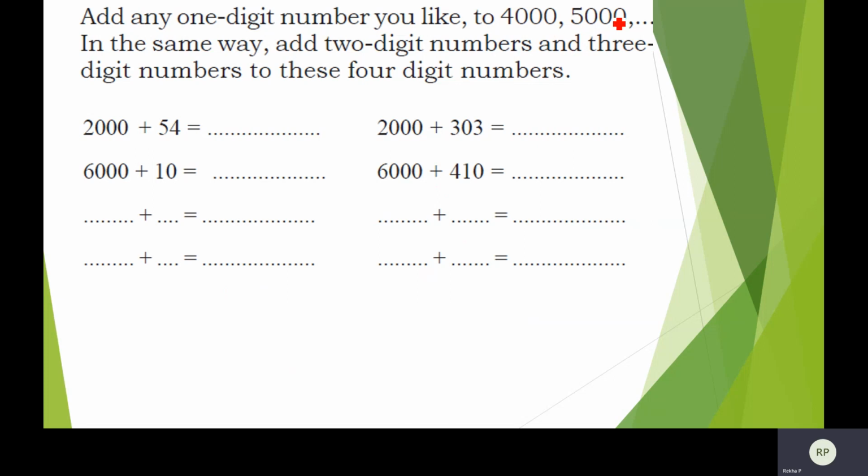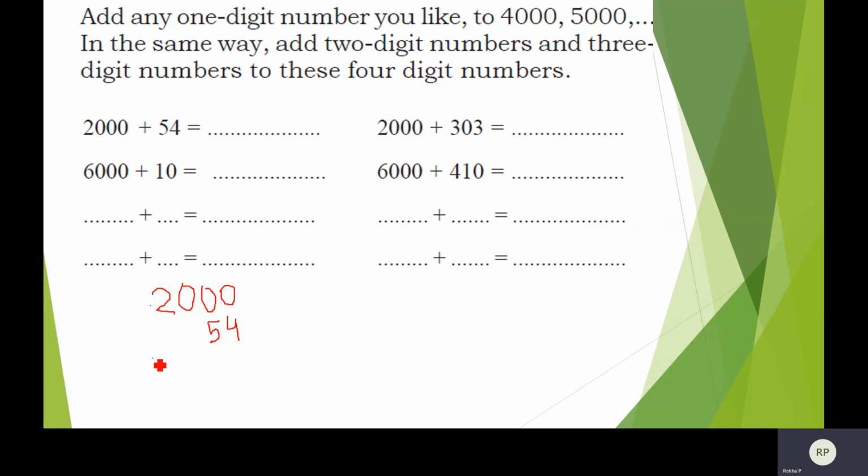So we will go with adding 2-digit numbers and 3-digit numbers. We have been given 2000 plus 54, so we have to add a 2-digit number. The same way, when you add numbers, make sure you write them in the correct places. 54, the 5 is in which place? It is in the tens place, and 4 is in the ones place. So you have to write 54 like this.